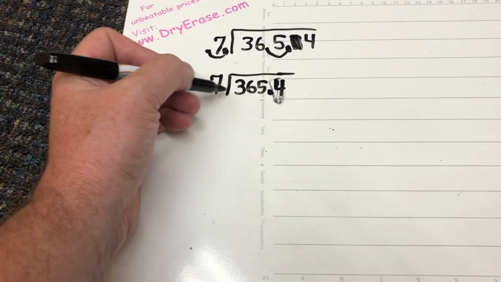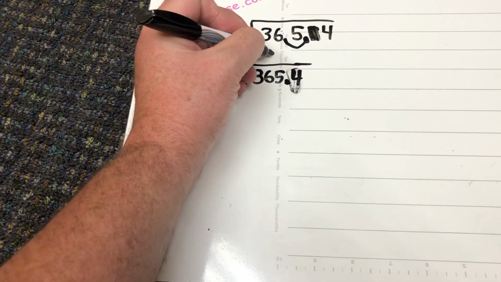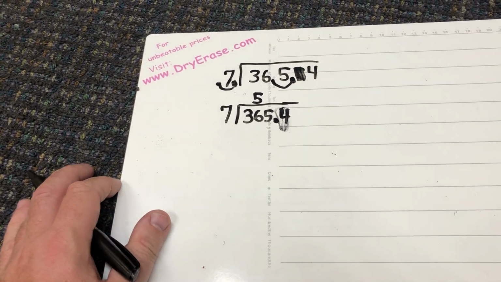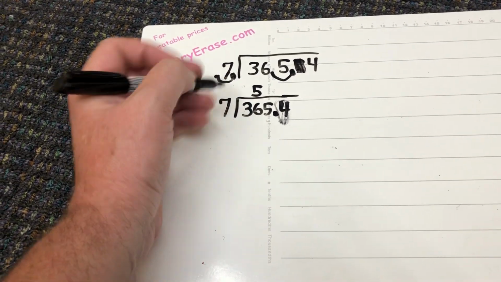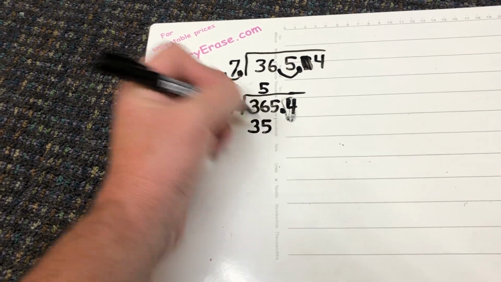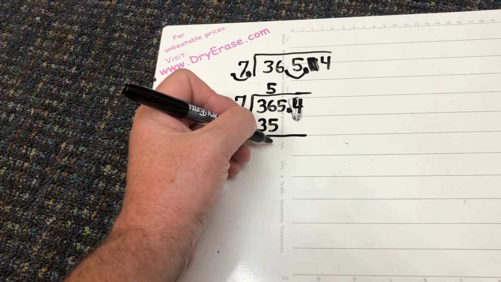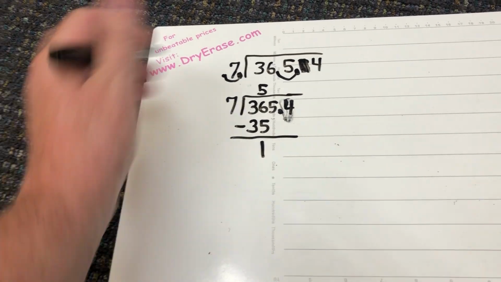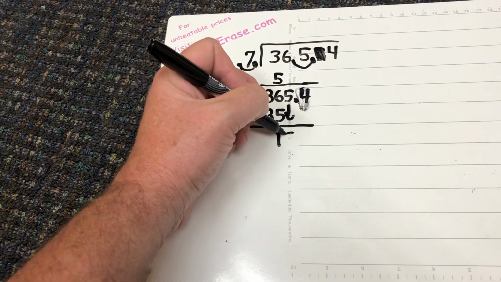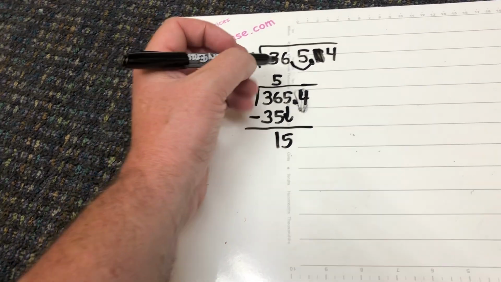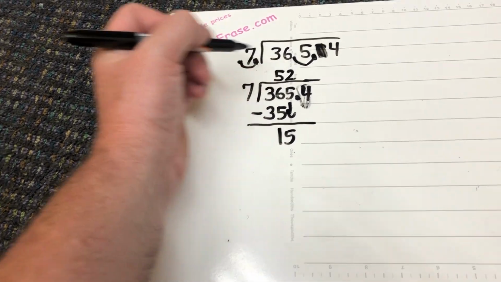7 cannot go into 3, but it can go into 36 5 times. Multiply, 5 times 7 is 35. Subtract, 36 minus 35 is 1. I'm going to bring the 5 down. 7 can go into 15 2 times.